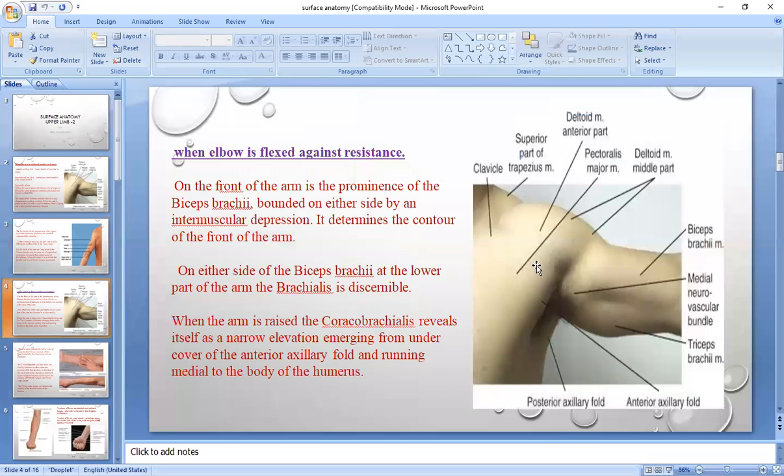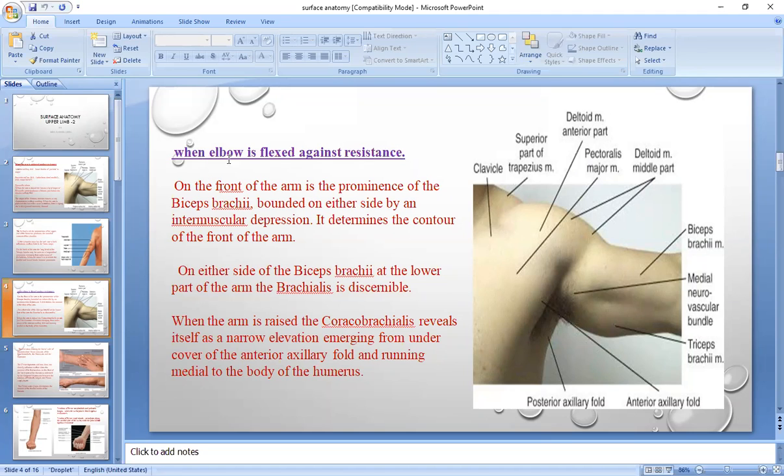Now coming to the front of the arm. On the front of the arm, what muscles can you expect? Biceps brachii, coracobrachialis, right? And brachialis. So how to determine these muscles? For that, you have to flex your elbow against resistance. Just try it on your own arm. Flex your elbow against resistance. Okay, you must follow this.